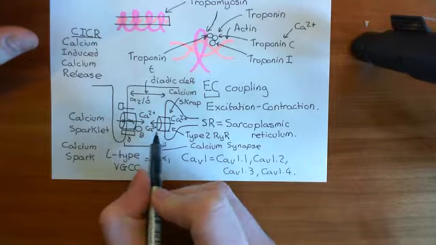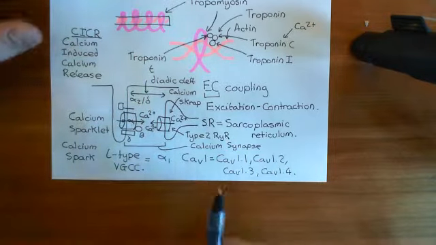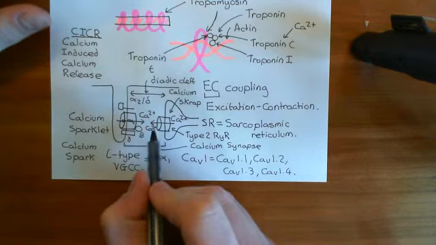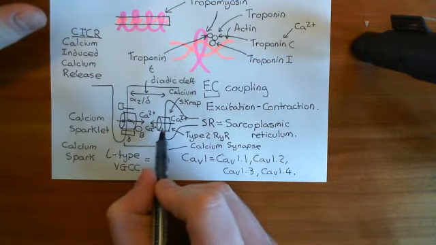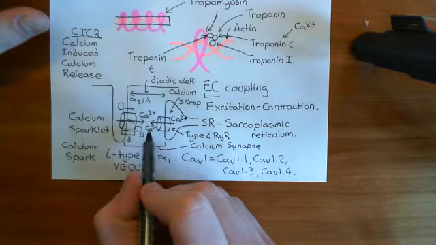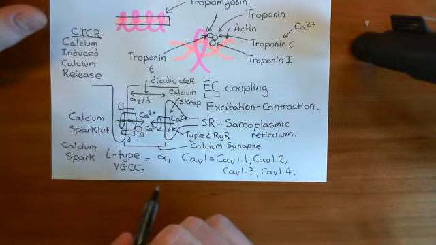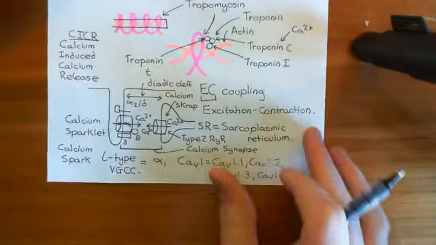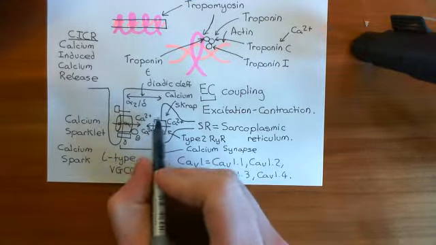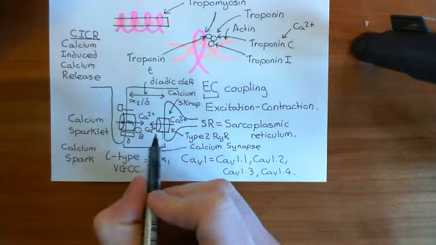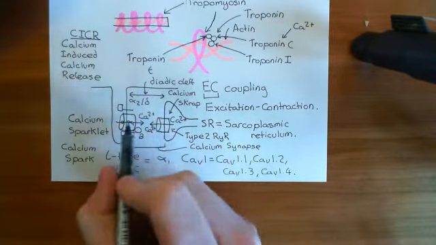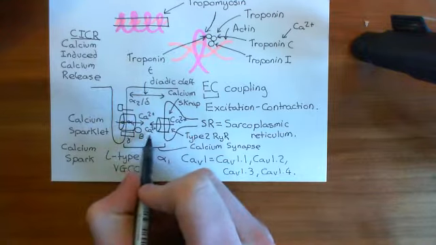So type 2 ryanodine receptors and IP3 receptors are actually very similar. They're both activated by low calcium concentrations and then inhibited by high calcium concentrations. So when calcium gets too high around the type 2 ryanodine receptor, they will become inactivated and close. Now we're no longer getting any more calcium coming into the cytoplasm.